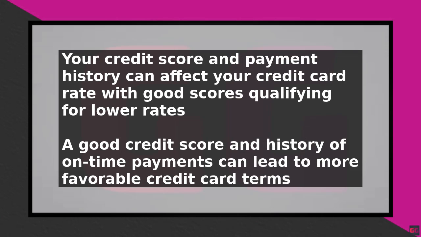In addition to the regular APR, some credit cards also have other rates, such as a promotional APR, a balance transfer APR, and a cash advance APR. The promotional APR is a low or 0% rate offered for a limited time, usually as an incentive to sign up for the card. The balance transfer APR is the rate charged when you transfer a balance from another credit card. And the cash advance APR is the rate charged when you use your credit card to get cash.